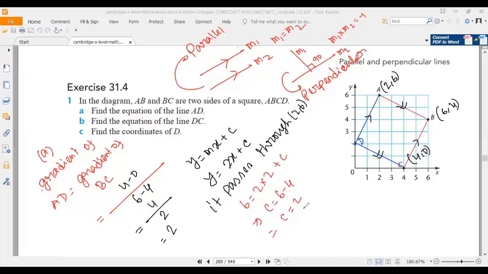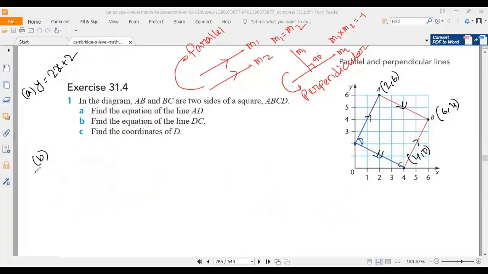Now, if I put the value of c in this equation, we can find y equals 2x plus 2. So this is the equation of the line AD. Here, the answer to A, the equation of the line AD, is y equals 2x plus 2. Now, number B, find the equation of the line DC.